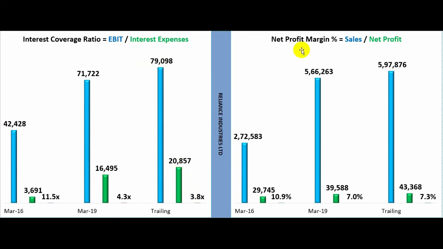Net profit margin of March 16 was 10.9%, which decreased to 7% in March 19. Although the overall sales increased, the profit has not increased at that pace. In the recent 12 months, the margin is still intact at around 7.3%. Again, the sales has increased, but the profit has marginally increased. So we would want to see at least 10% of NPM, or we can look for a fixed growth in net profit margin or a stability in net profit margin.